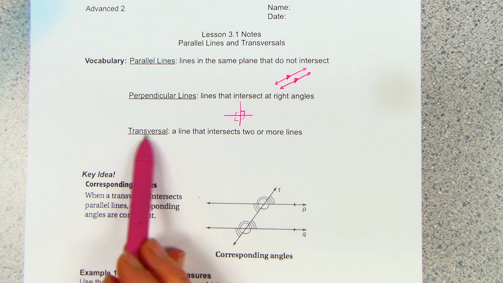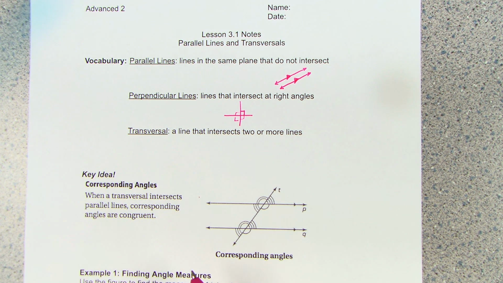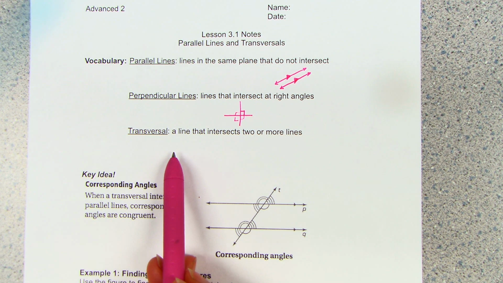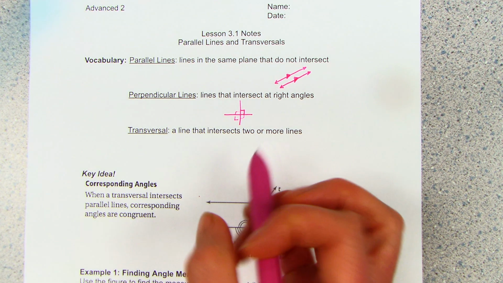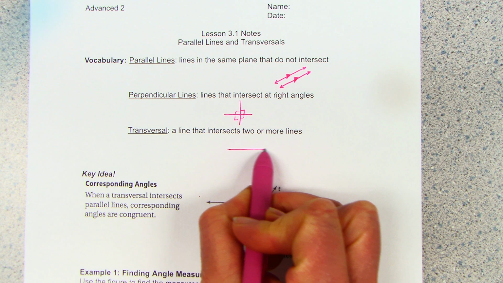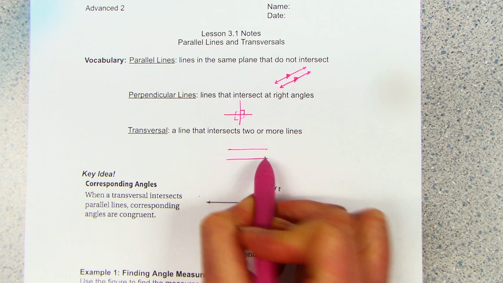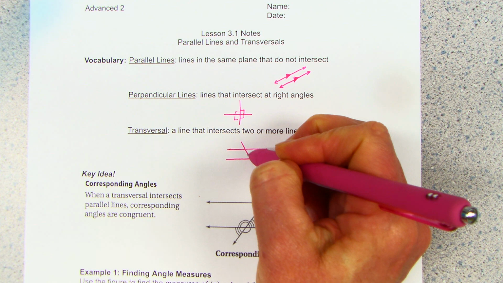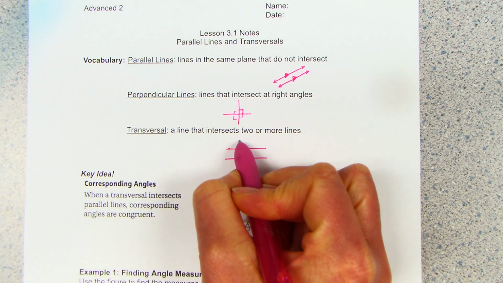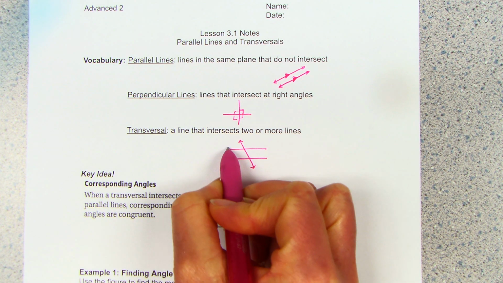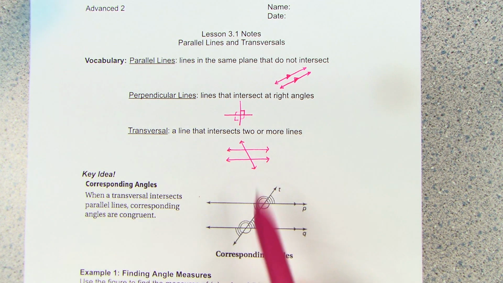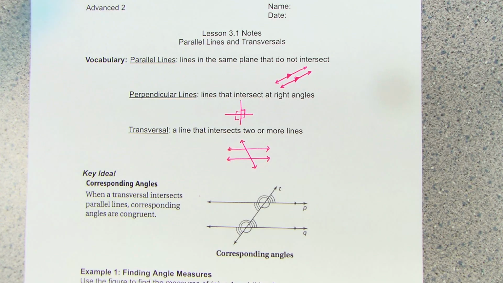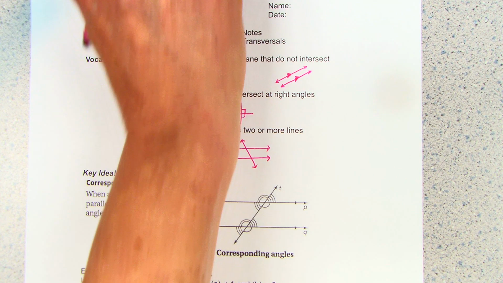A transversal, this is a new word. You may have heard parallel and perpendicular, but transversal is probably new. A transversal is a line that intersects two or more other lines. And we can just draw a little quick picture. We're going to pretend those are parallel, and there's a transversal. But the lines do not have to be parallel in order for the intersecting line to be a transversal. Right? Okay.